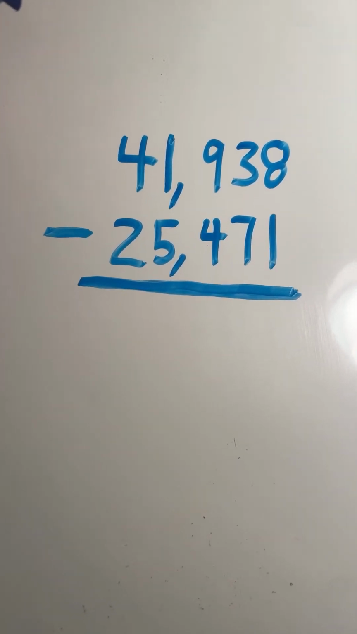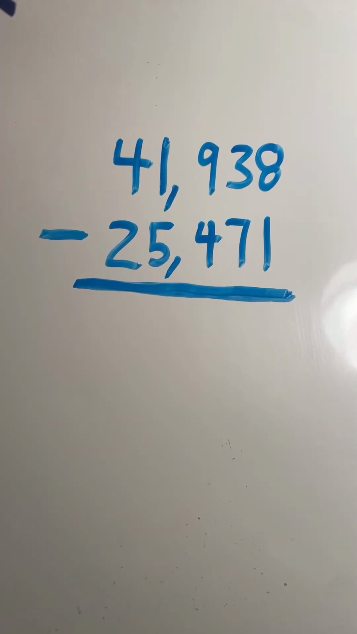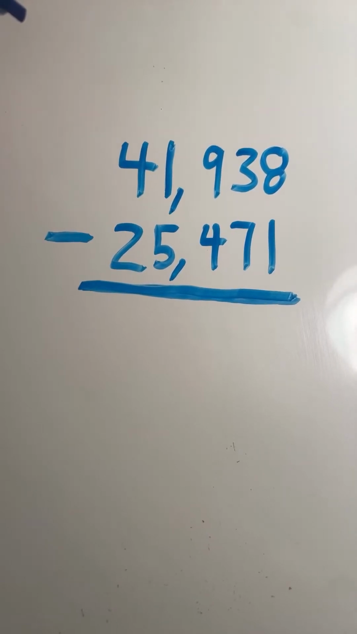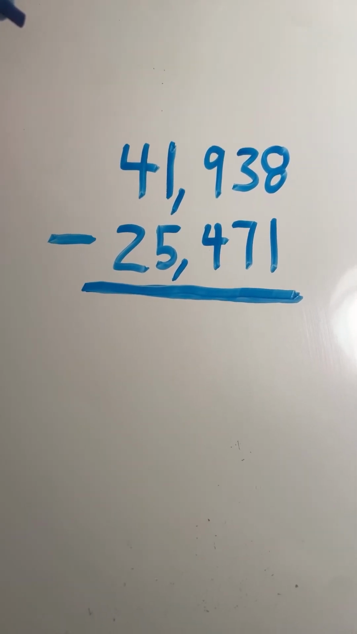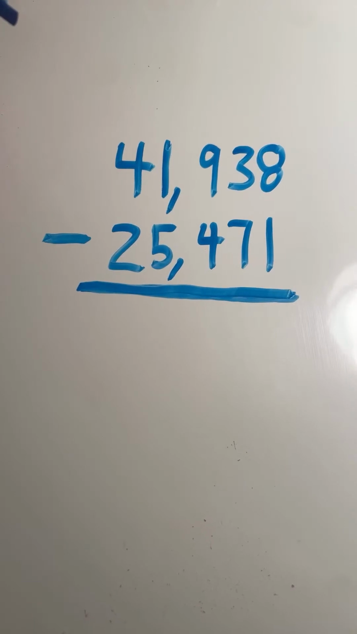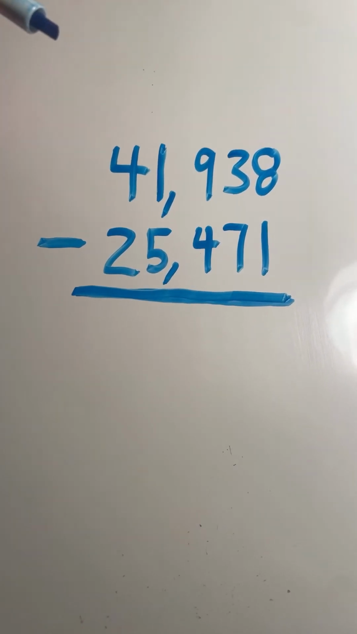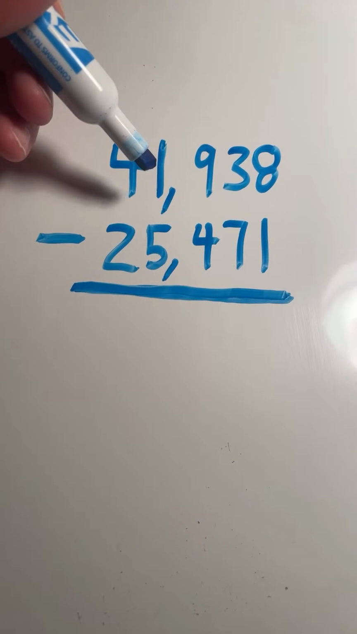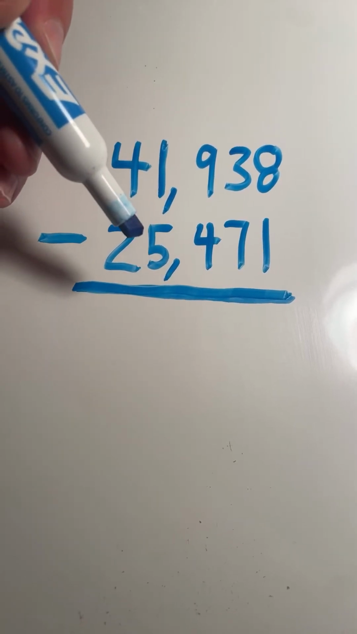So when it comes to subtraction, we regroup whenever there is a bottom digit that is bigger than the top digit. So before we do any subtracting, we always check to see if regrouping is needed. Now looking at this problem, we have to regroup in the thousands place because you cannot start out with 1 and take away 5.